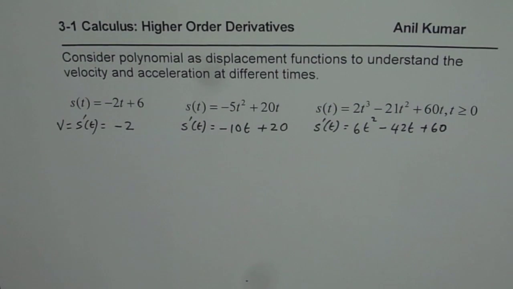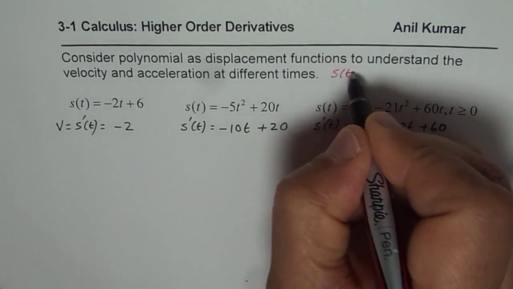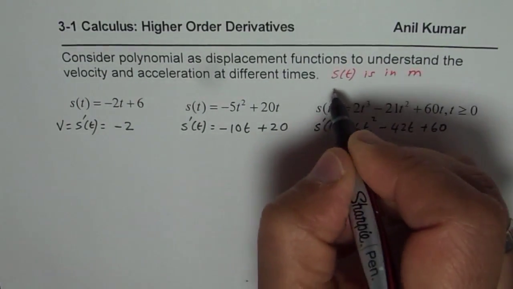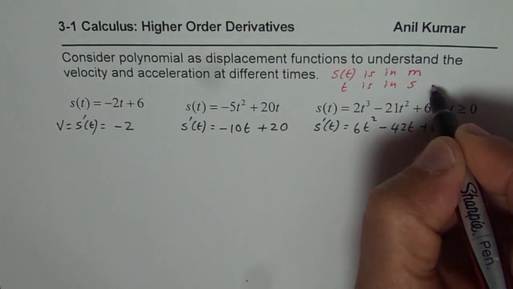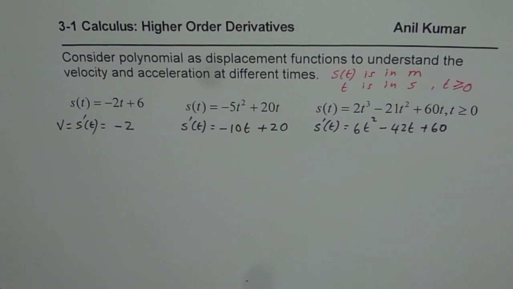What we will also consider for all three examples is that displacement s of t is in meters, and time t is in seconds, and t is greater than or equal to 0, right? So we'll consider this for all three examples.